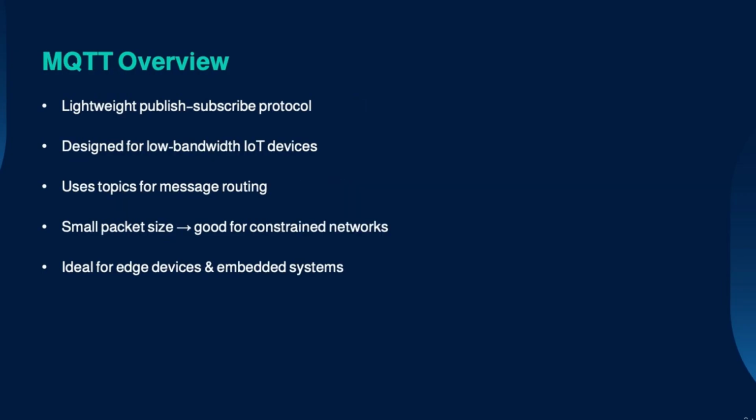MQTT is a lightweight messaging protocol designed for IoT and embedded systems. It uses a publish-subscribe model like Kafka, but with very small message sizes, perfect for low bandwidth or unreliable networks. Devices publish to topics, and subscribers receive only the messages they care about. This makes MQTT the protocol of choice for edge AI deployments on Jetson devices or embedded sensors that need to send frequent updates without draining bandwidth or power.